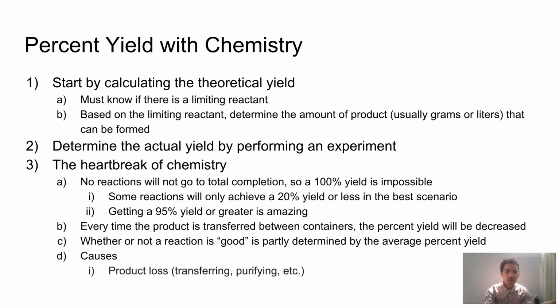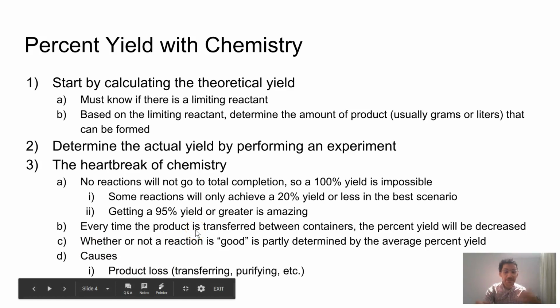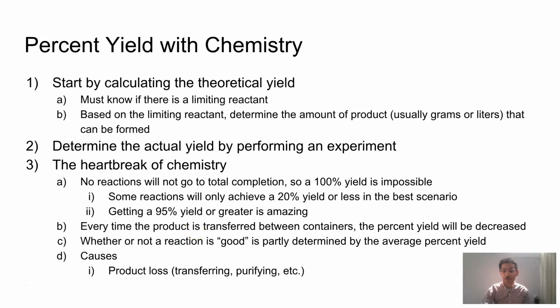Cool. So what causes these percent yields to suck? As I said, we could lose product when we're moving things between containers, or also if we're trying to purify products, we might lose some of our good stuff when we're taking out impurities. And other things that could affect our percent yield would be things called side reactions. Usually when we write a chemical equation, we only show one product or maybe two being formed.